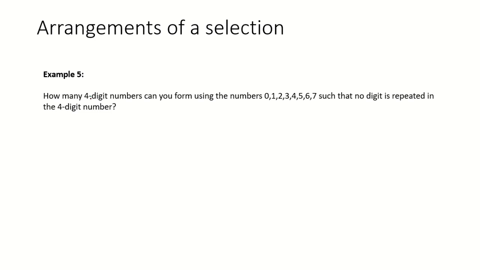Take another example. How many 4-digit numbers can you form using the numbers 0 to 7, such that no digit is repeated? So again, we have 4 places to fill up. Now, the interesting thing here is, what is the sample size for the first place? Now notice that we have 8 digits to choose from, right, from 0 to 7. But if we have to form a 4-digit number, then 0 cannot be in the first place, right? 0, 1, 2, 3 is not a 4-digit number, it's just a 3-digit number. So this means 0 cannot occupy the first place. So the sample size for the first place is 7, any digit from 1 to 7.